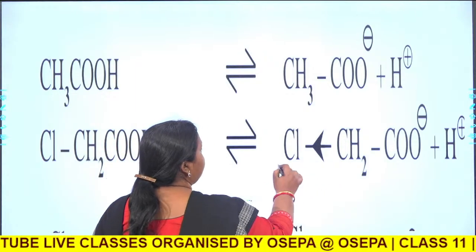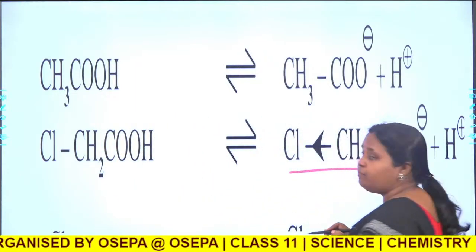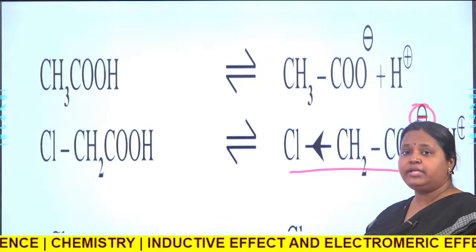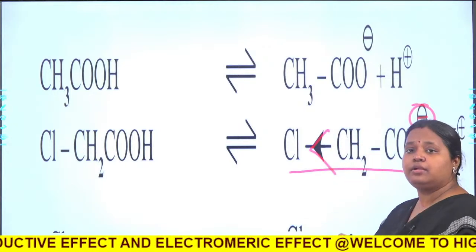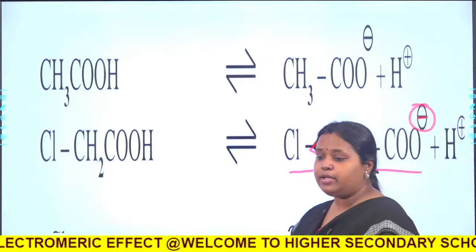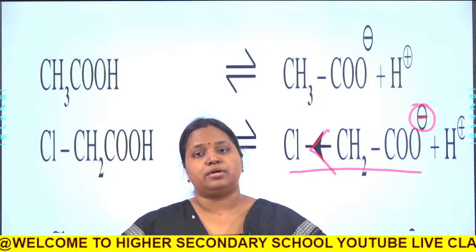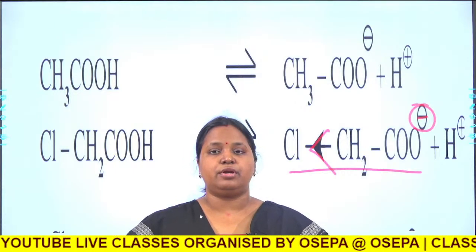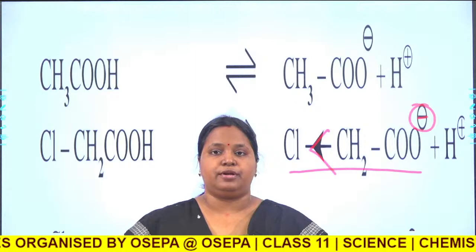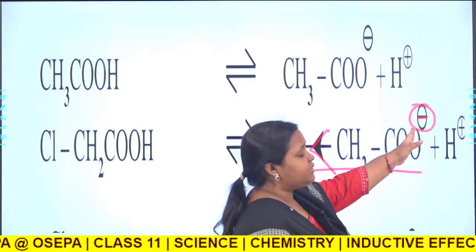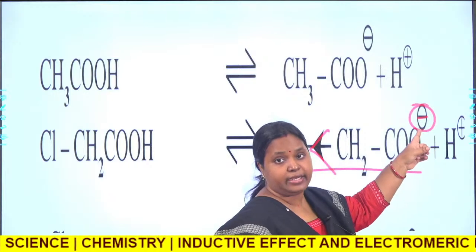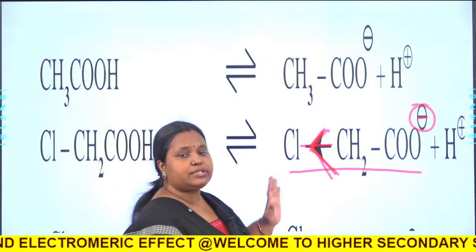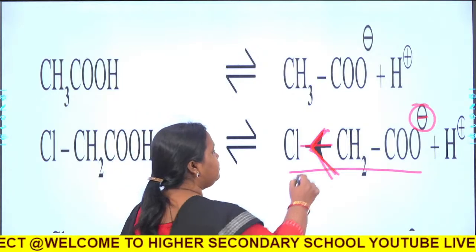Now mark, chlorine is an electron withdrawing group. So the negative charge present over the carboxylate ion is being dispersed by chlorine. Take a small example. Suppose you have taken a loan, and your parents come to know and say they will share your loan. Then you will become more stable. Similarly, the extra charge present over the carboxylate ion, the negative charge, is being shared by the chlorine atom. It becomes more stable.